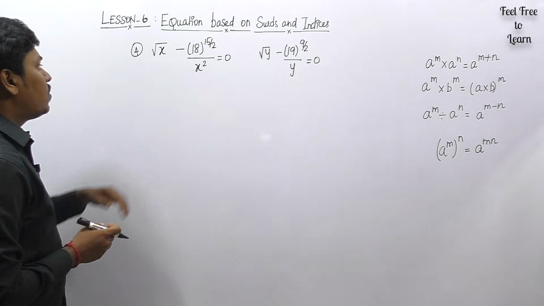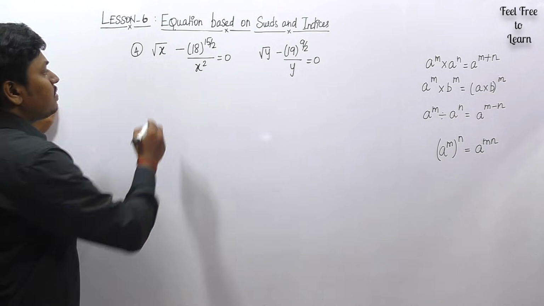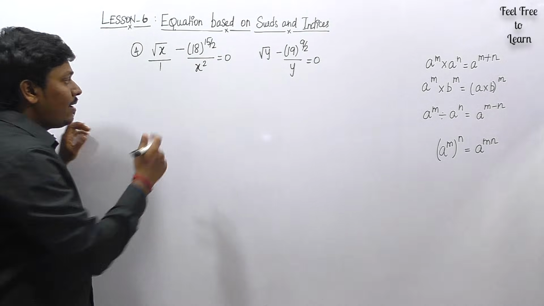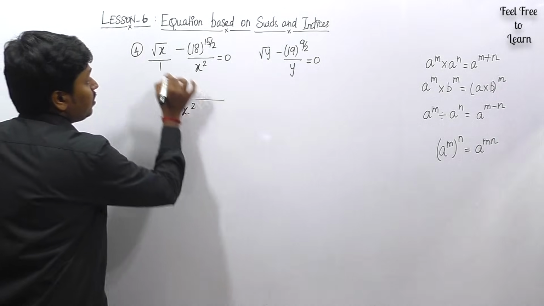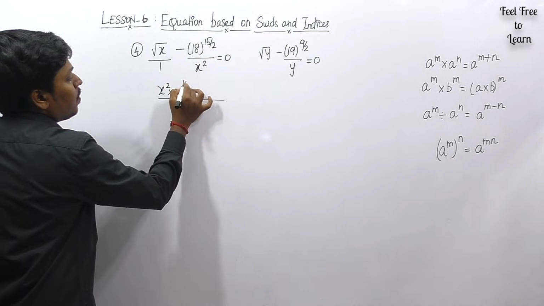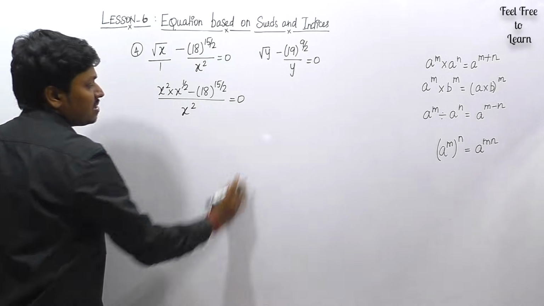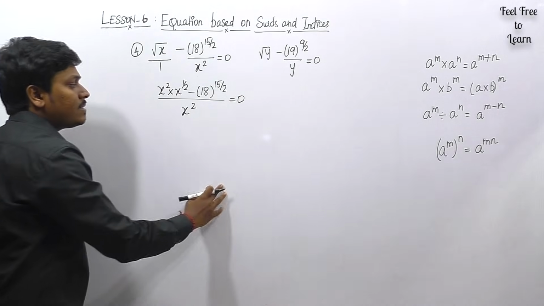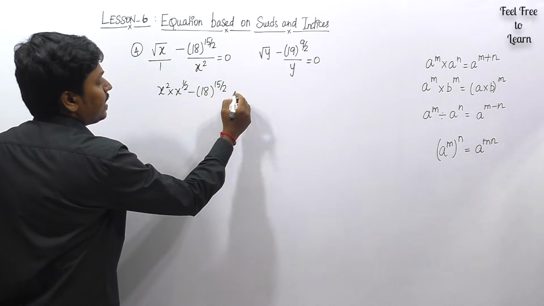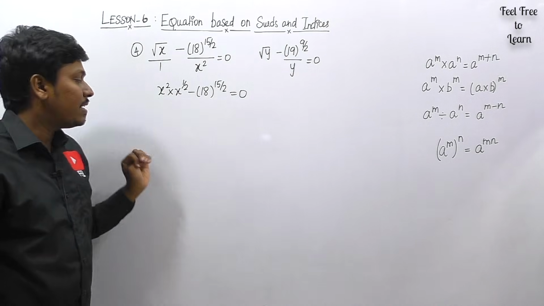Question number 4. So root of x minus 18 power 15 by 2 divided by x square. So friends, let me assume that the denominator here is 1, right? So here the denominator is 1 and here the denominator is x square. So let me take x square as LCM. So we need to multiply this by x square. So x square into, root of x can be written as x power 1 by 2, minus 18 power 15 by 2 is equal to 0. So when you bring this denominator towards the right hand side, x square into 0 will be 0. So the denominator will be completely 0, right? So finally this can be written as x square into x power 1 by 2 minus 18 power 15 by 2 is equal to 0.